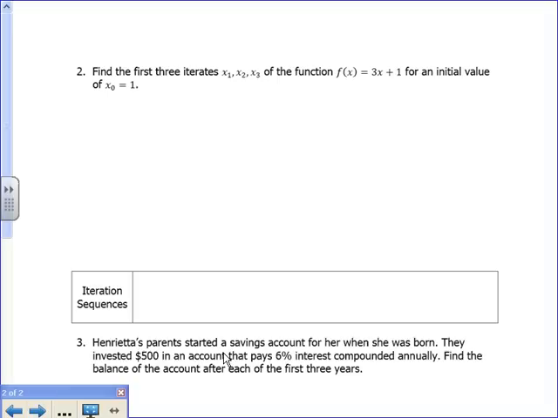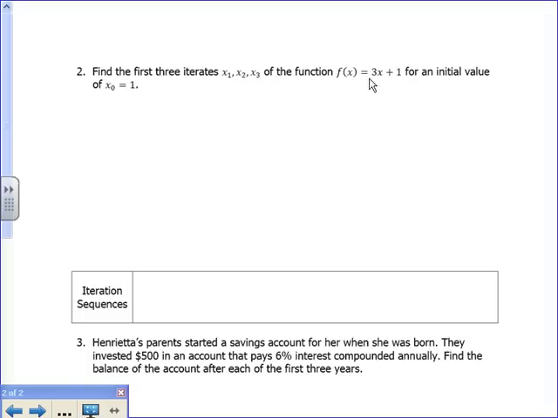Number 2, find the first 3 iterates, okay, new word here, of the function for the initial value of x0 equals 1. Now, iterates are kind of still the same, like, you're still looking for, they just kind of use a different word, basically, and they call it x of 1 instead of a of 1, okay? They give you a starting point as x of 0 is 1. This is like your a sub 1 is 1. This is like your sequence starts at 1. Why do they call them different numbers or different names?